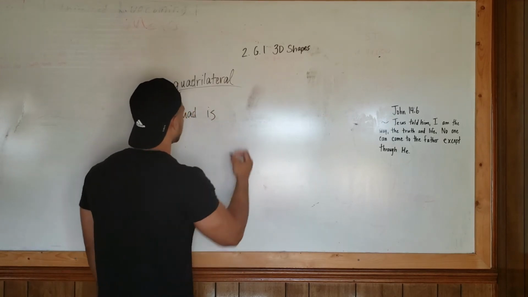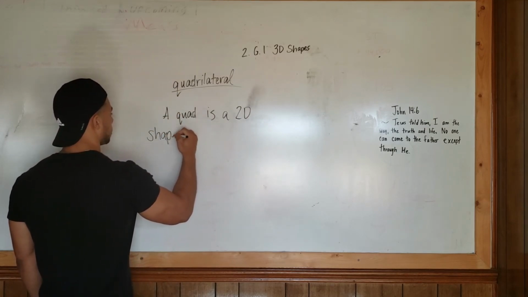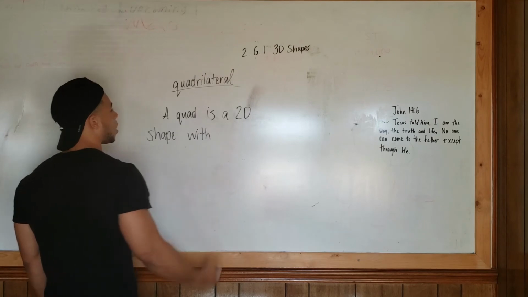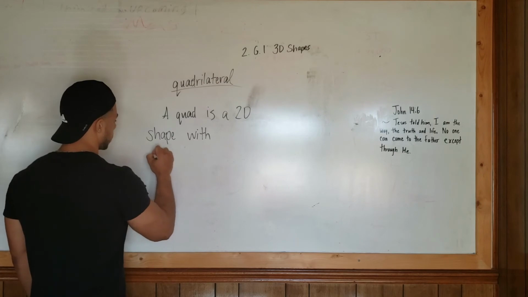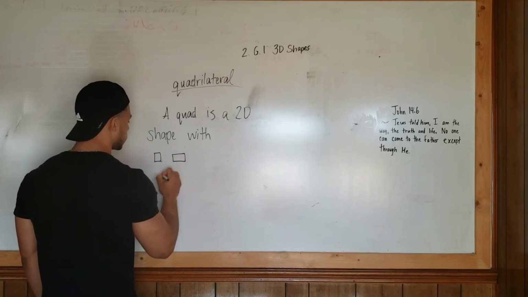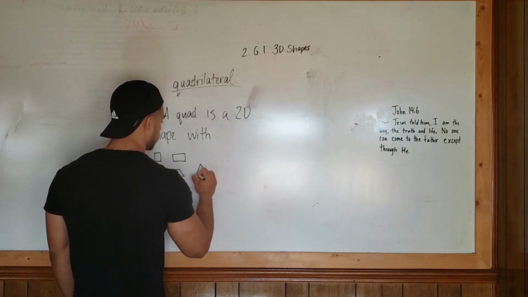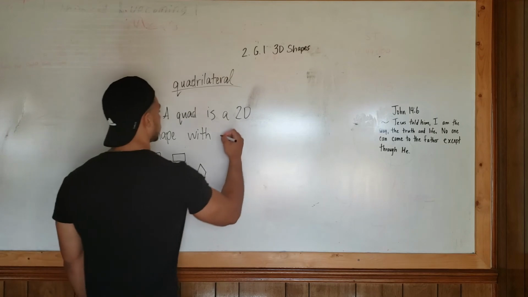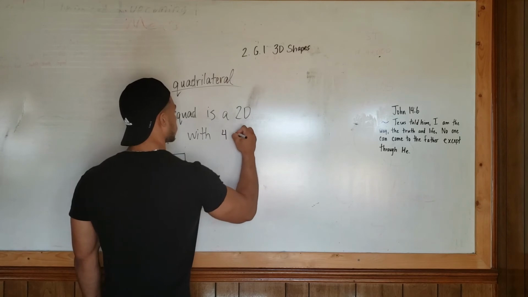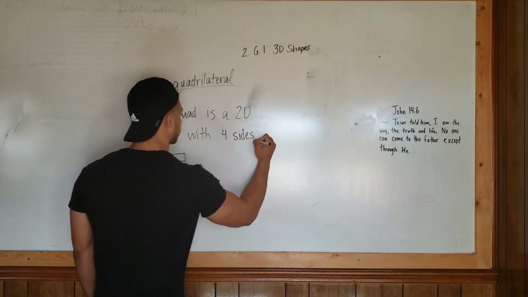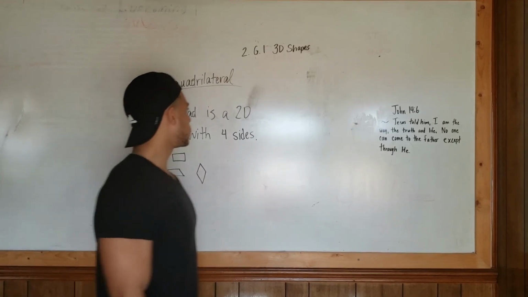Let's start with, it's a 2D shape. So it's a flat shape with, if you remember, all quadrilaterals have four sides. So an example of a quadrilateral would be a square. Rectangles are quadrilaterals. If you remember, trapezoids are quadrilaterals. Or you've got your rhombus, quadrilaterals. So a quad or a quadrilateral is a 2D shape with four sides. And there go your examples of quadrilaterals.